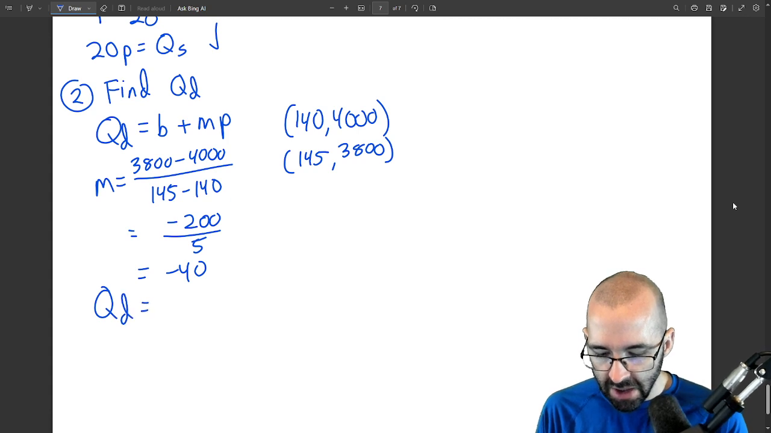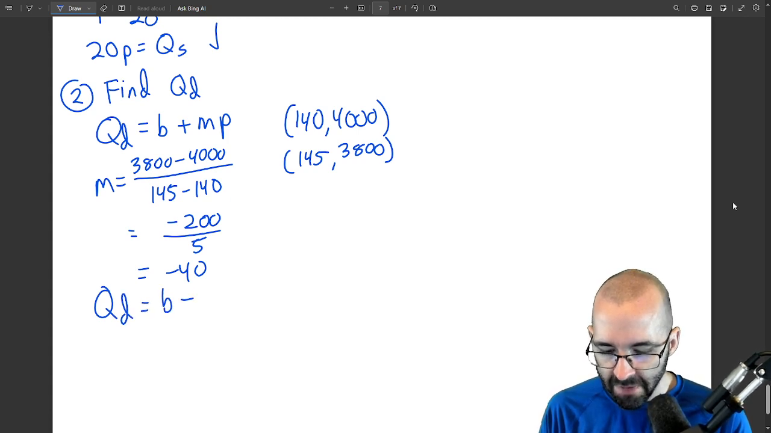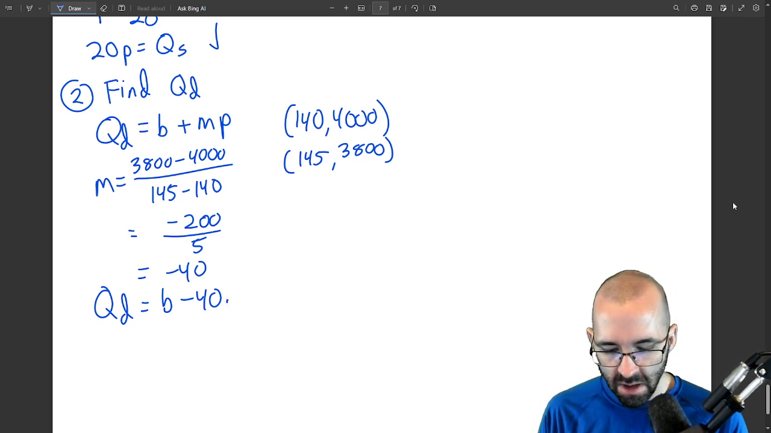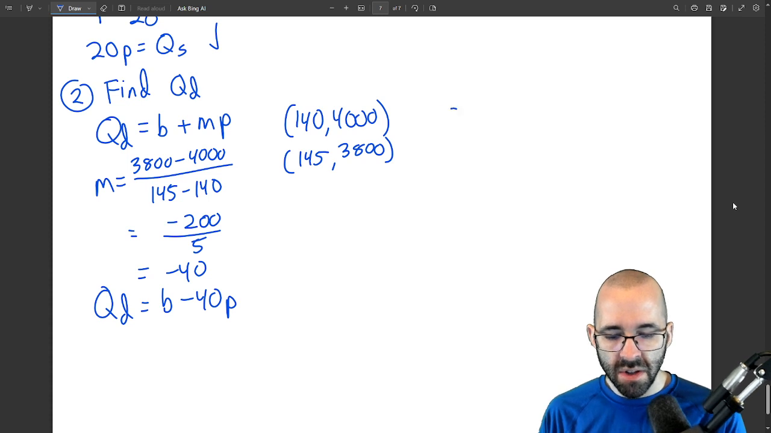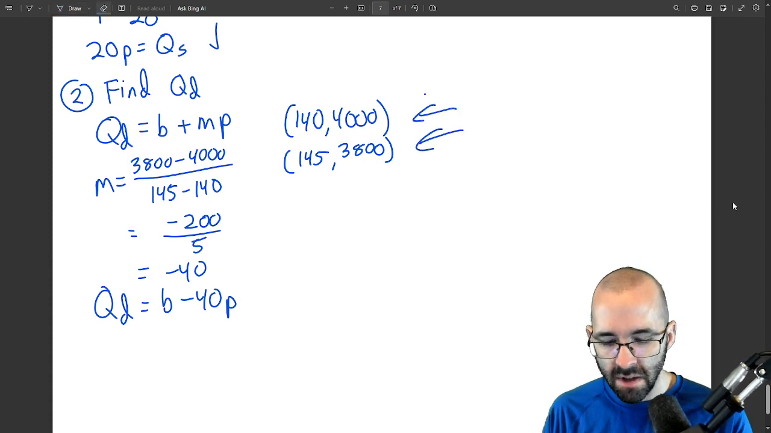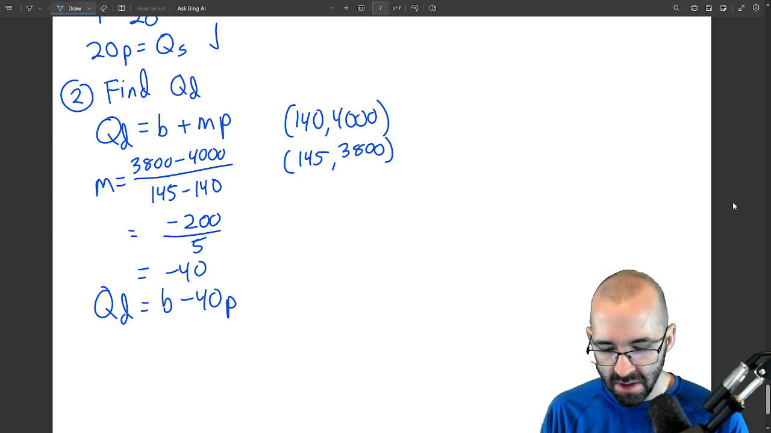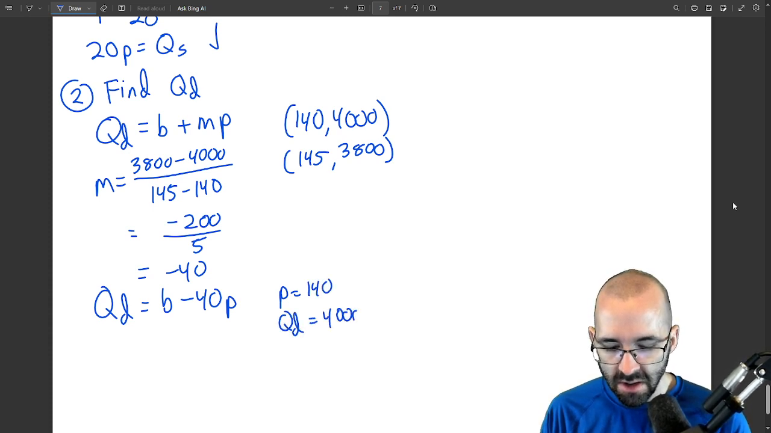So we know QD is B plus M times price. So instead of writing plus negative 40, I'm just going to write minus a positive 40 times price. We can use either one of these points to get us our B value. I'm going to use the first one because nicer numbers. So I'm going to say when price is $140, the demand is 4,000.